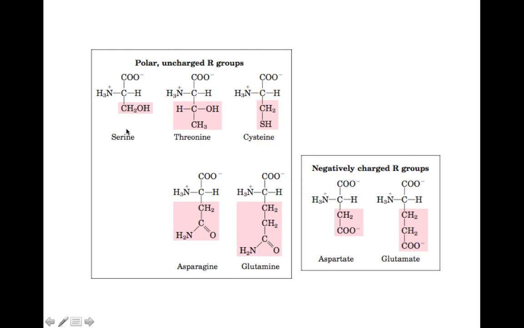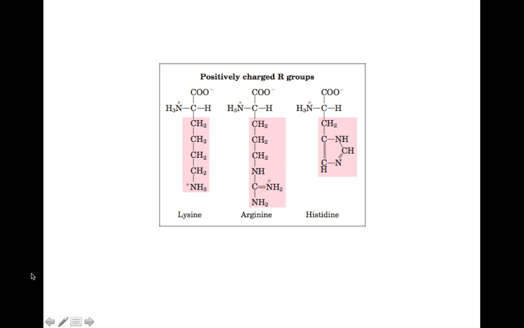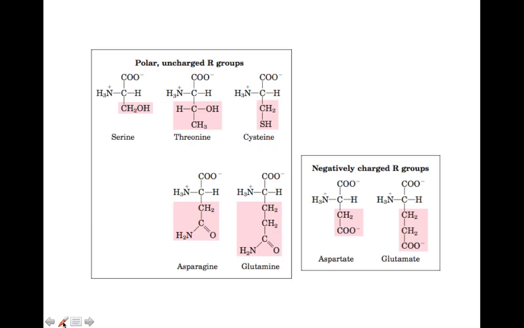Similarly, there are polar groups. Polar groups because of OH, right? Serine and threonine, cysteine, asparagine, glutamine, the amides, and we have negatively charged aspartate and glutamate. Aspartate contains a carboxyl group, glutamate contains a carboxyl group.